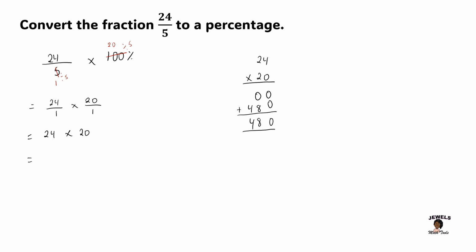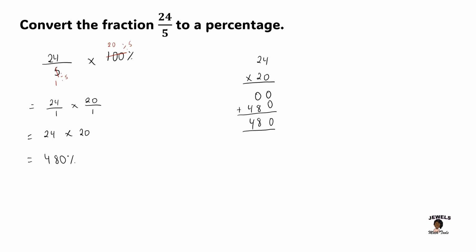So my fraction 24/5, when converted to a percentage, is equal to 480%. And in case you are looking at your answer and wondering if you did anything wrong, remember that we are working with an improper fraction where the numerator is larger than the denominator. And in those cases, you should be expecting to get a percentage that is larger than 100 because our numerator is larger than the denominator.